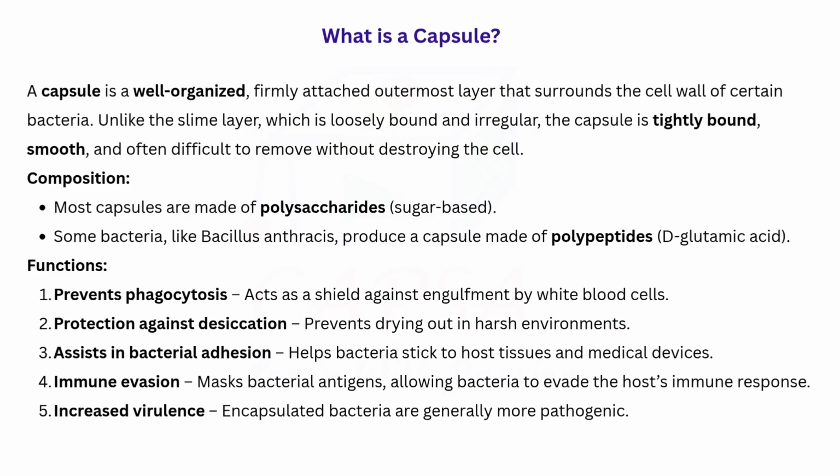What does the capsule do? It acts as a protective shield. It helps the bacteria escape phagocytosis, which means our immune cells can't easily engulf and destroy them. It also prevents desiccation or drying out and helps the bacteria stick to surfaces and tissues. These features make the encapsulated bacteria more virulent, or in simple terms, better at causing disease.